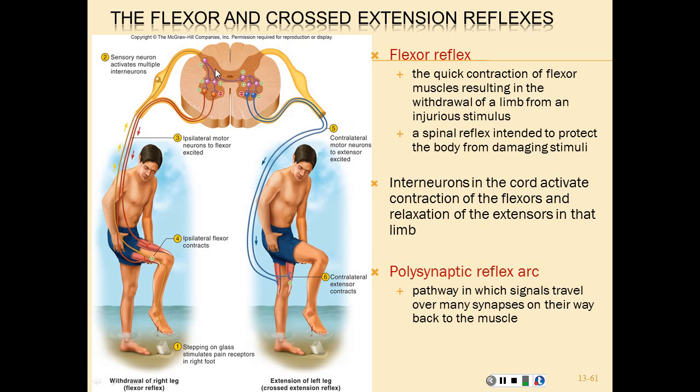At the same time, you're going to have the other set of interneurons. Some are going to decussate over to the opposite side, which are our contralateral motor neurons. They're going to excite the extensors. So that's in the opposite foot, the foot that was the planted foot, causing your contralateral extensors to contract.